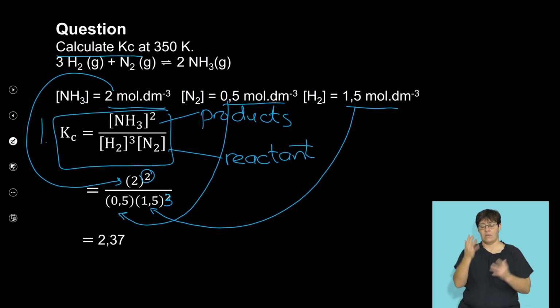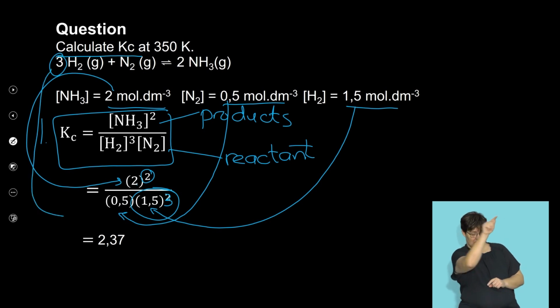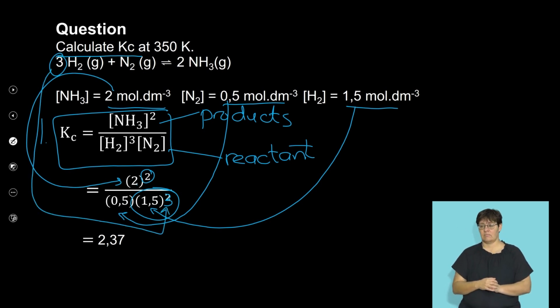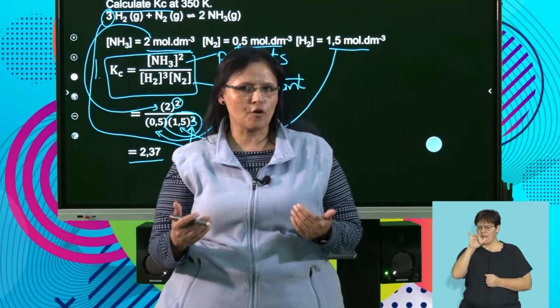So, if you work out this Kc, we have 2 exponent 2 divided by 0,5 times 1,5. Remember, 1,5 is exponent 3. That comes from the coefficient of our hydrogen. When we work this out, we get to an answer of 2,37. And what does that mean? You must always ask yourself, what does that mean for the yield of Kc?